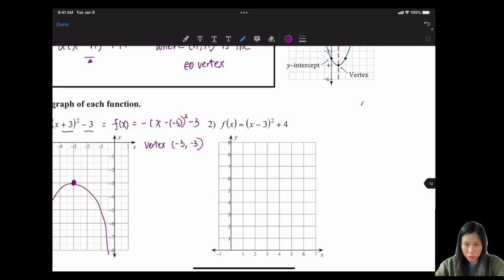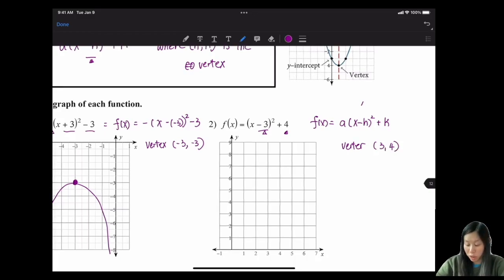f(x) equals (x minus 3) squared plus 4. Remember, the vertex form is in the form of a times (x minus h) squared plus k. So now we have our h equals 3 and k equals 4. So vertex coordinate should be 3 and 4. And a equals what? a equals 1. Here doesn't have a, but that means times 1. So a equals 1 is a positive number, so that means the graph is going to be open up. 3, 4 opens up.